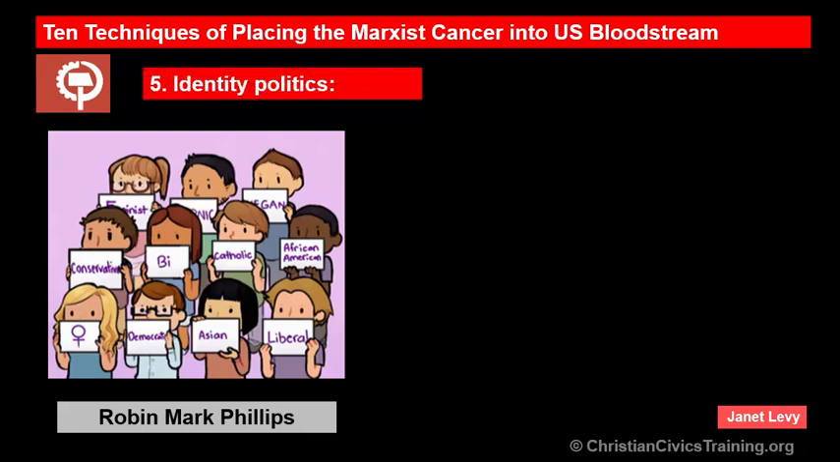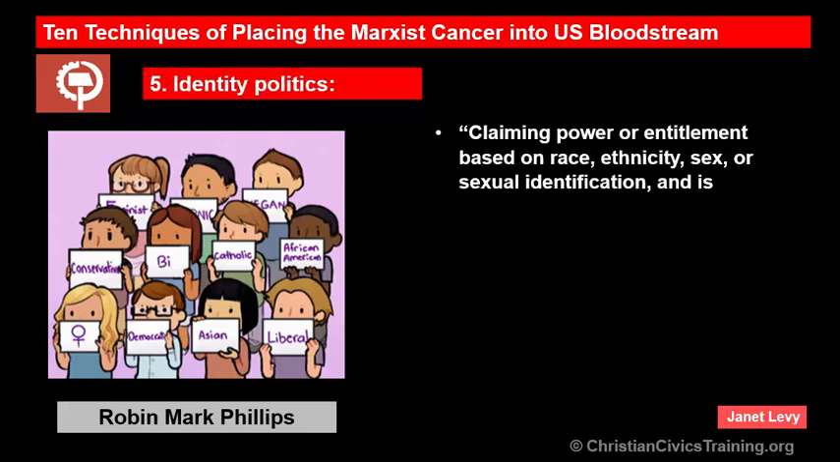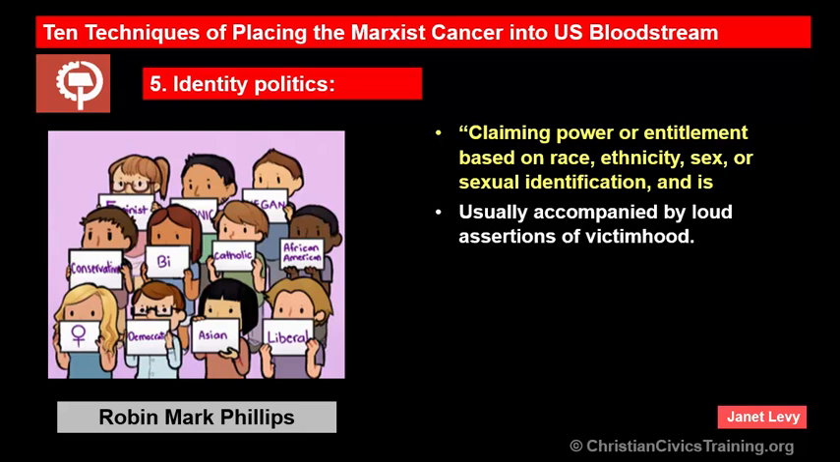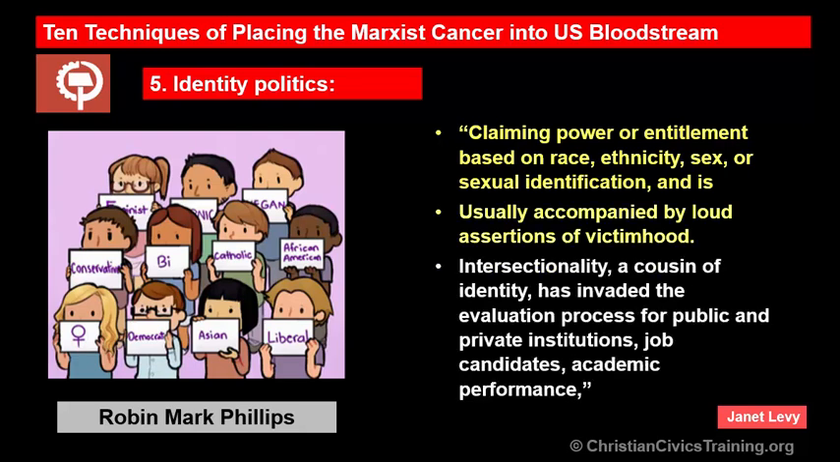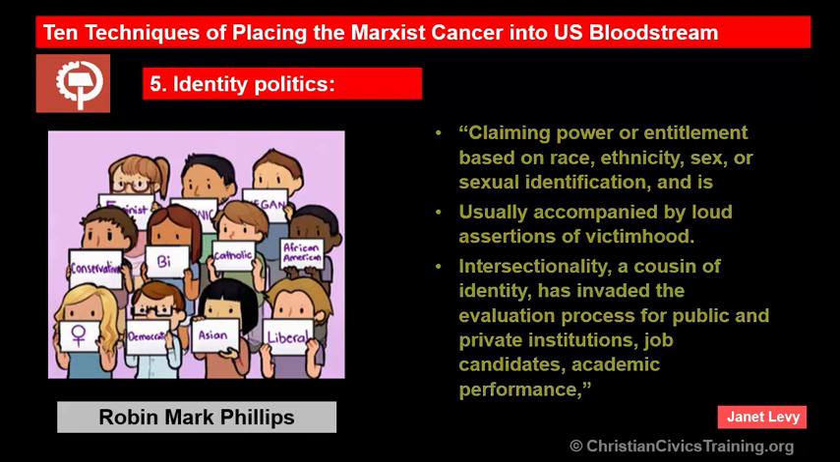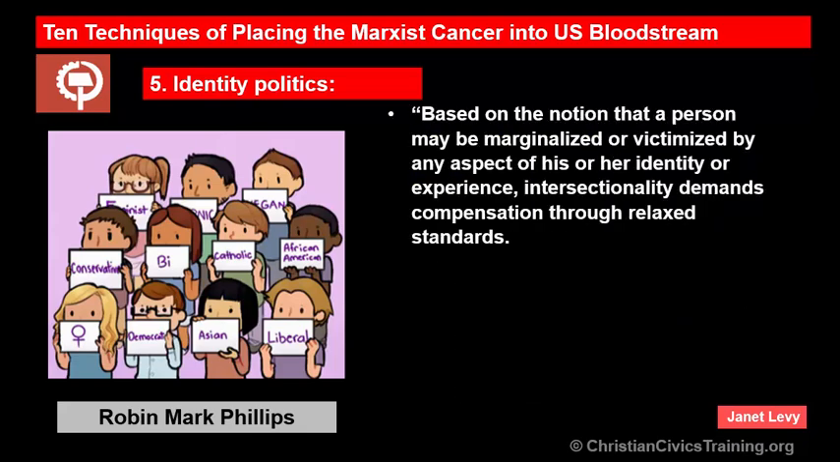The next technique is identity politics, claiming power or entitlement based on race, ethnicity, sex, or sexual identification, and is usually accompanied by loud assertions of victimhood. Intersectionality, a cousin of identity, has invaded the evaluation process for public and private institutions, job candidates, and academic performance. This is all based on a notion that a person may be marginalized or victimized by any aspect of his or her identity or experience. Intersectionality demands compensation through relaxed standards.